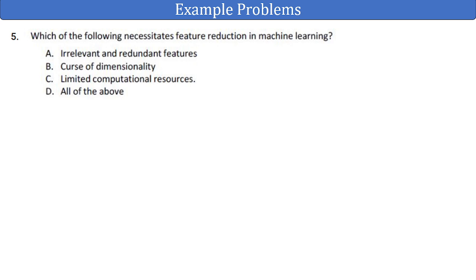Okay, so we'll go to the next one. Which of the following necessitates feature reduction in machine learning? Irrelevant and redundant features, that's correct. Then the curse of dimensionality reduces the performance. Then we have limited computational resources. So it's all of the above.